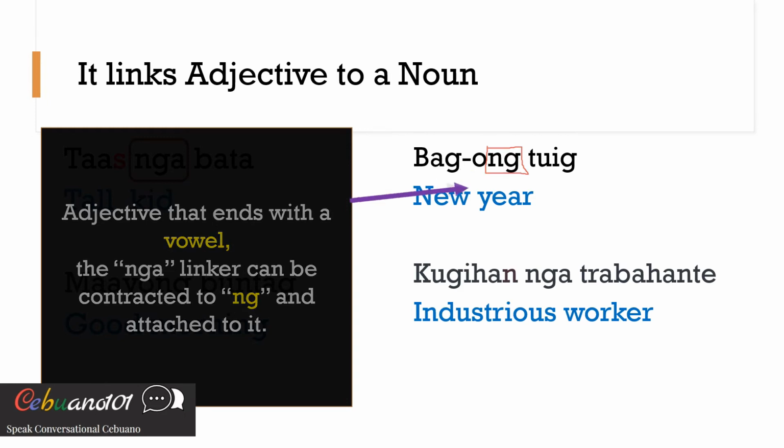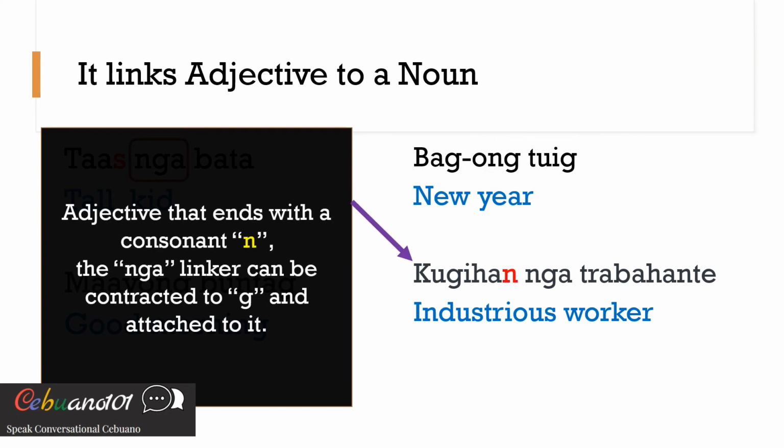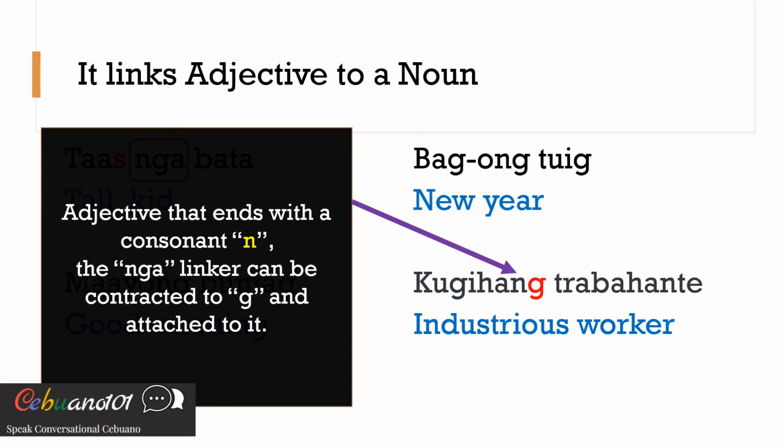Another example here, if the adjective ends with a consonant N, to contract the nga linker, all you need to do is just add the G. Drop the N and drop the A. Okay? You will just say, kugihang trabahante.